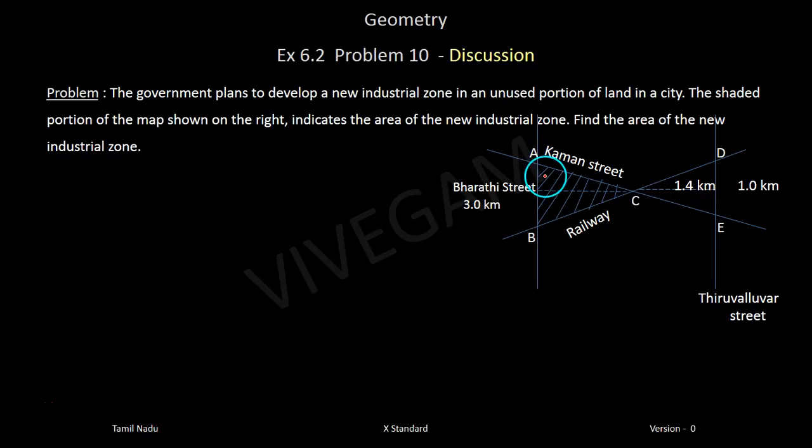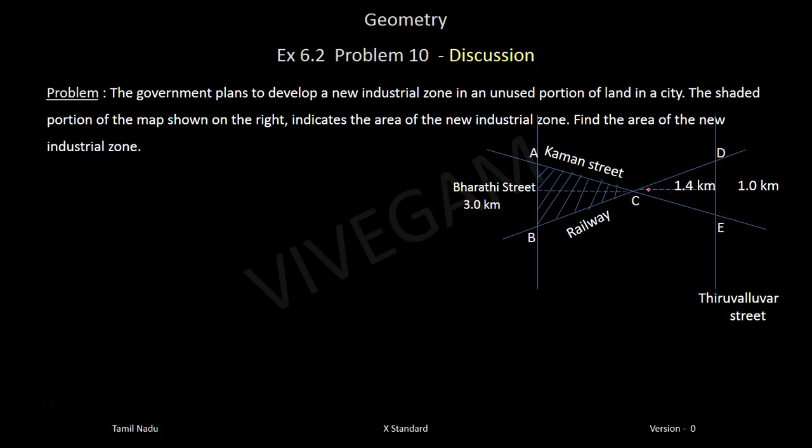Right? So this is the new industrial zone. This is developed and they want us to calculate the area of this zone. Fine. Now what do we need to do? Basically, this is the old zone, I guess. So these dimensions are given. This triangle can be easily calculated. That is triangle CED, the area of that can be calculated.